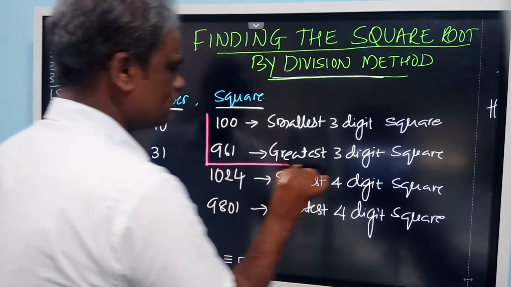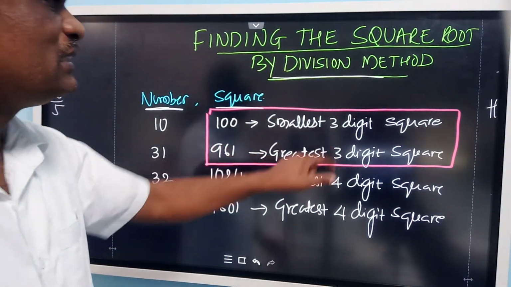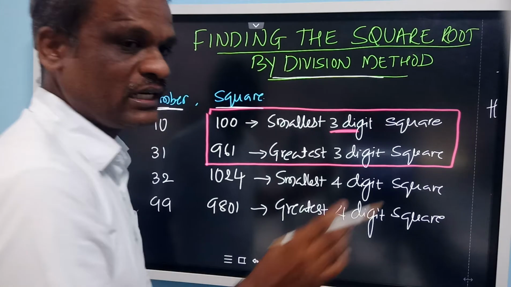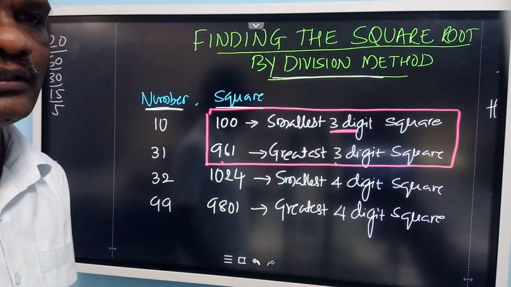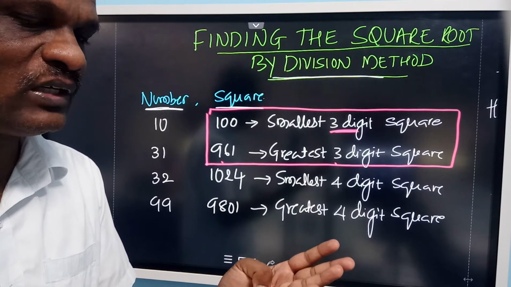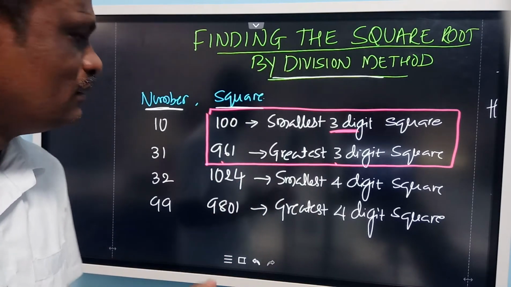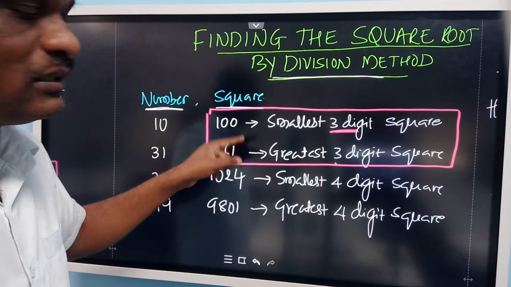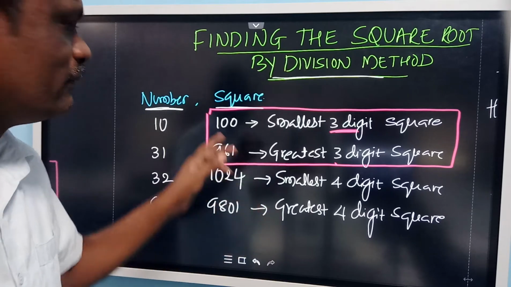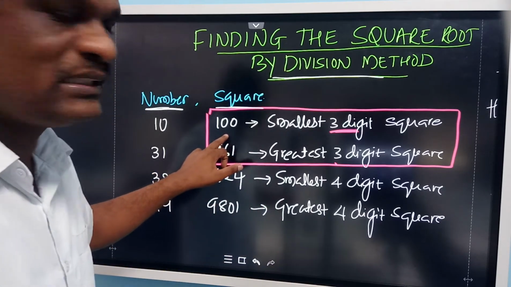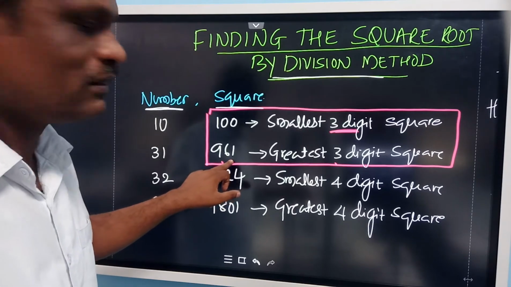Look at these two examples. This is the smallest 3-digit square number. This is the greatest 3-digit square number. 3-digit numbers start with 100 only: 100, 101, 102. The last, greatest number is 999. But here I am asking about square numbers. In between these 3-digit numbers, 100 is the smallest and 961 is the greatest square number.